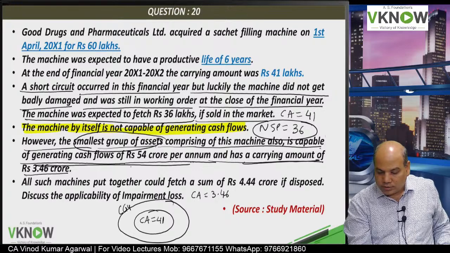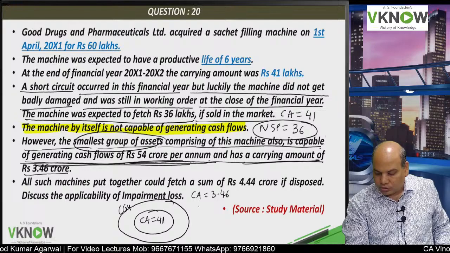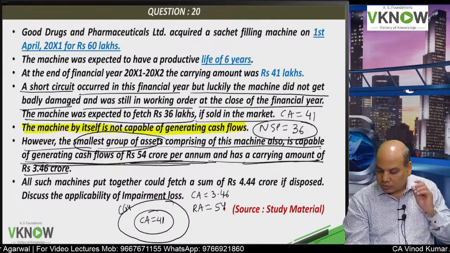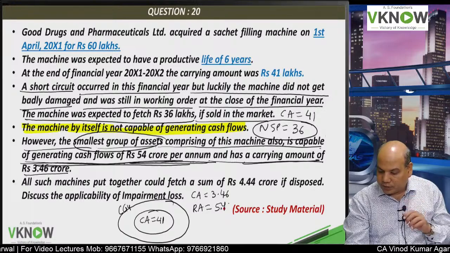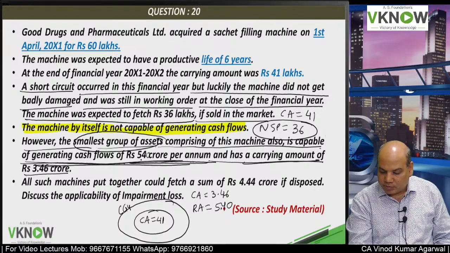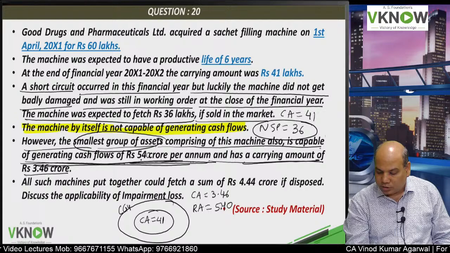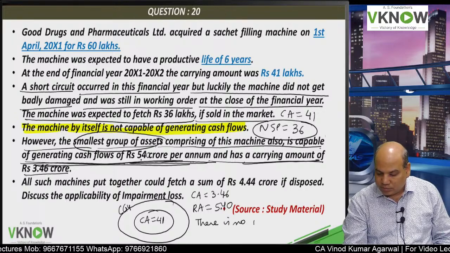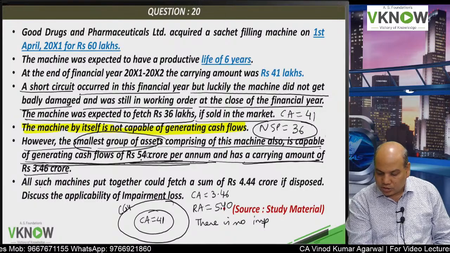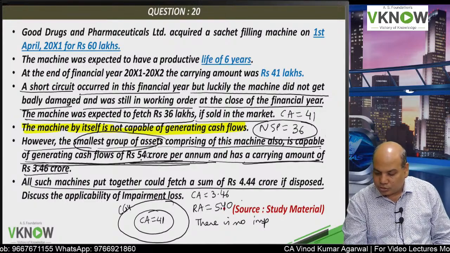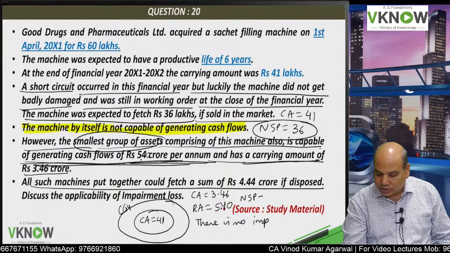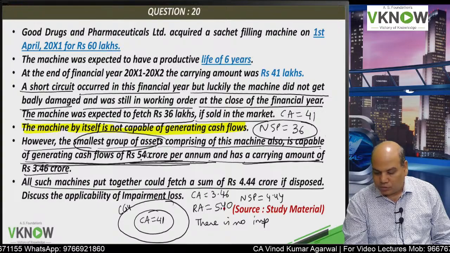And what is the recoverable amount? 54 crore per annum. My God. So therefore, or even if I take 5.40 crore, maybe it is a typing mistake, 5.40 crore, there is no impairment. And what is the net selling price of this CGU? Net selling price is 4.44 crore.